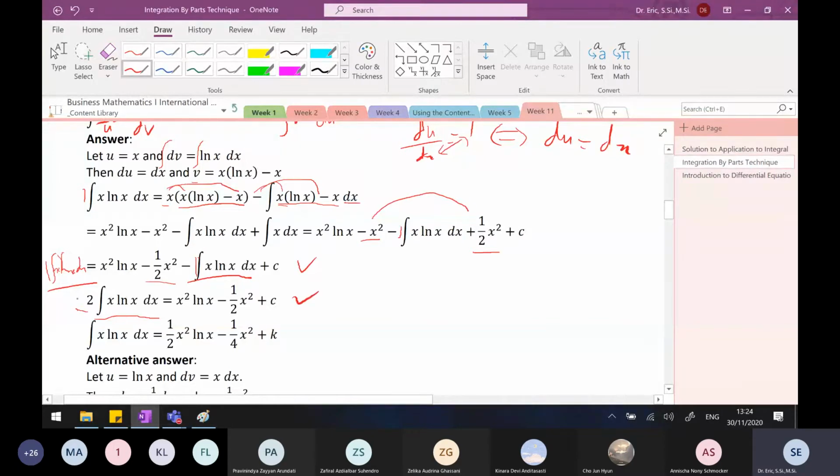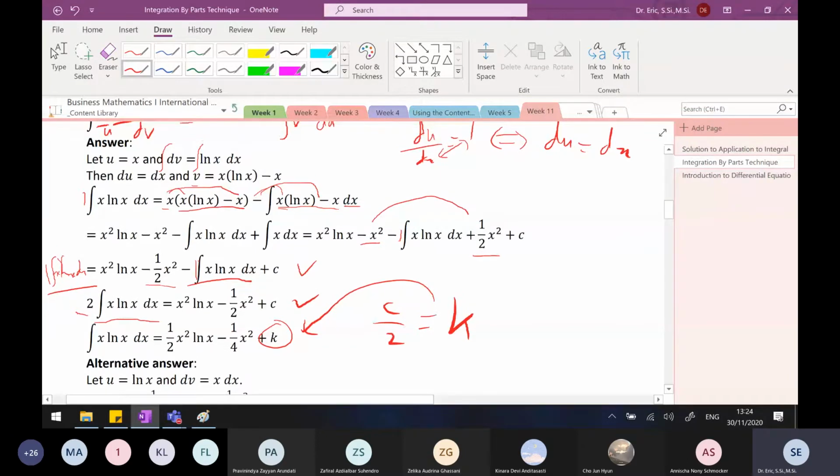I want to find it without the 2, so I divide everything by 2. So you have this one equals a half x squared ln x, minus 1 over 4 x squared, plus c divided by 2. But c divided by 2 is just another constant, so I will just write down a constant. You don't have to specify. So do you have any questions from this? This is rather tricky.